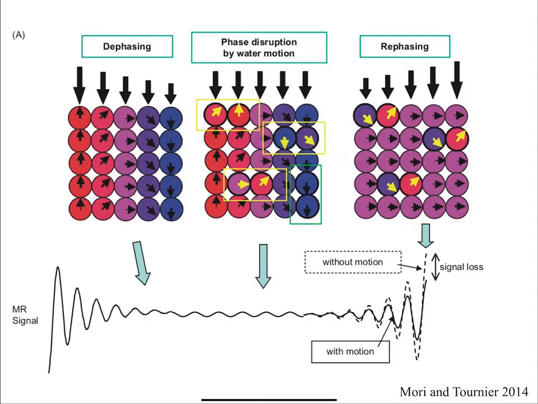Now with motion, let's say these spins in the yellow move around. At the end, they are out of phase with respect to all the other spins, because they've gone and experienced different parts of the field and are not fully refocused. And so there's going to be a signal loss overall when we sum up all these spins. The sum of all those spins is going to be less than if they were all aligned.